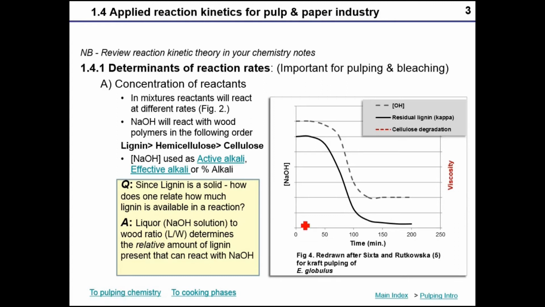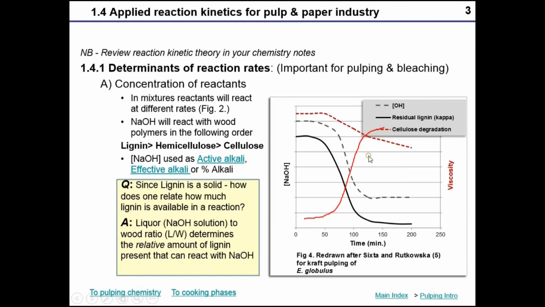Obviously, the concentration of the lignin that is now removed in our cooking liquors will have the opposite trend, so that will increase with time. So this is now the lignin in the black liquor. This one, the black one, is the lignin that is still on the fiber.